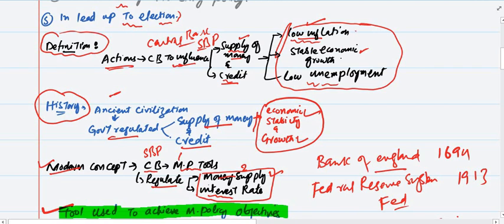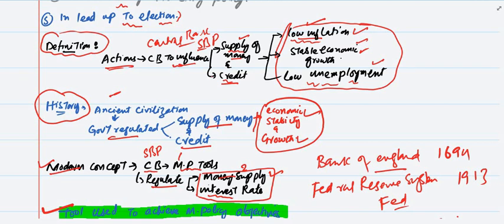And the economic objectives are, number one, low inflation. The government wants the country to have low inflation. They want to stabilize economic growth. And the third one, they want low unemployment. They want to reduce the level of unemployment and increase the level of employment. Clear?